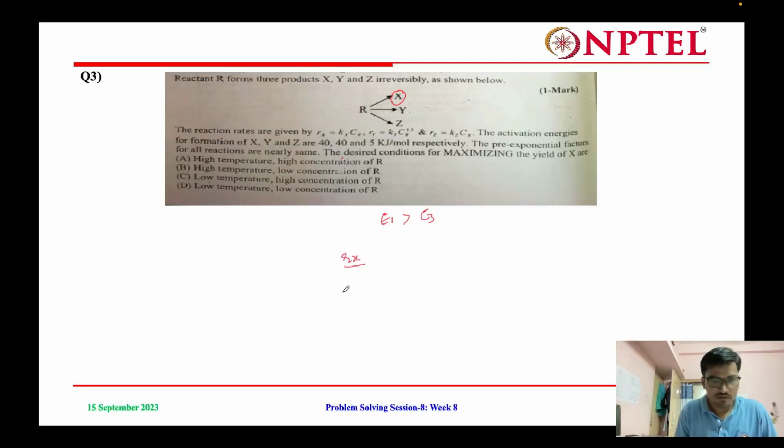Rx, Ry equal to Kx Cr, and Ky Cr to the power 1.5.